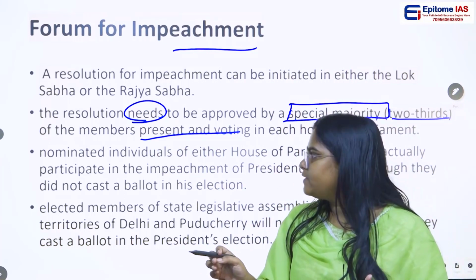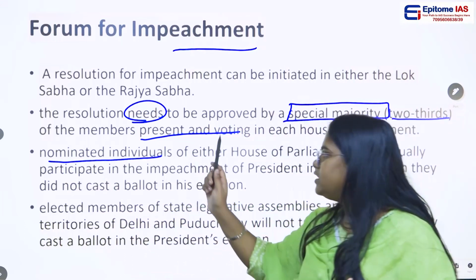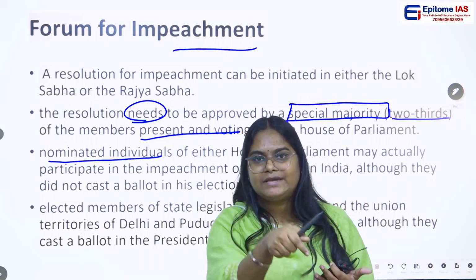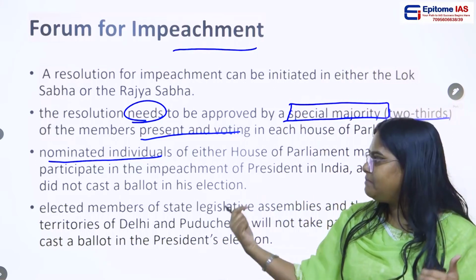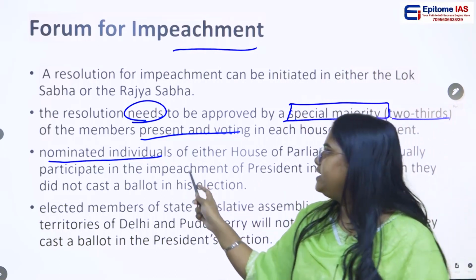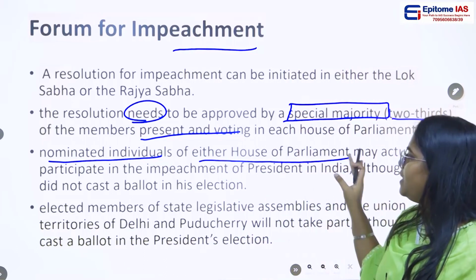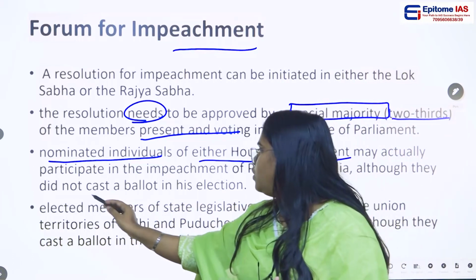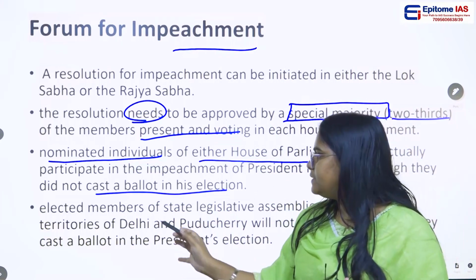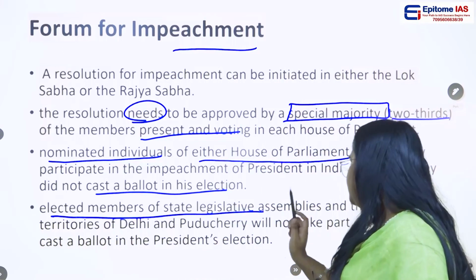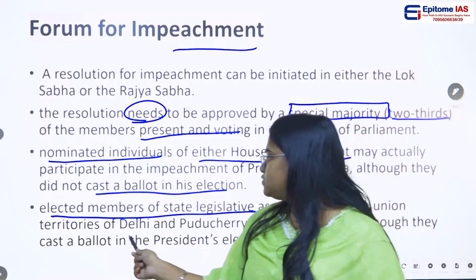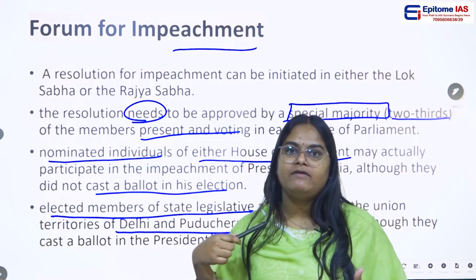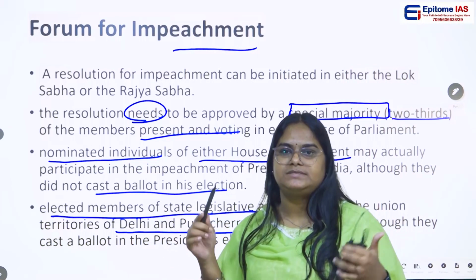Then the nominated members of the Lok Sabha and the Rajya Sabha have not taken part in the election of the president, but still they are part of the impeachment process. So the nominated individuals of either house of parliament may participate in the impeachment of the president, although they did not cast a vote in the election. The elected members of state legislative assemblies, and of the union territories of Delhi and Puducherry, will not take part in the impeachment even though they took part in the election of the president.